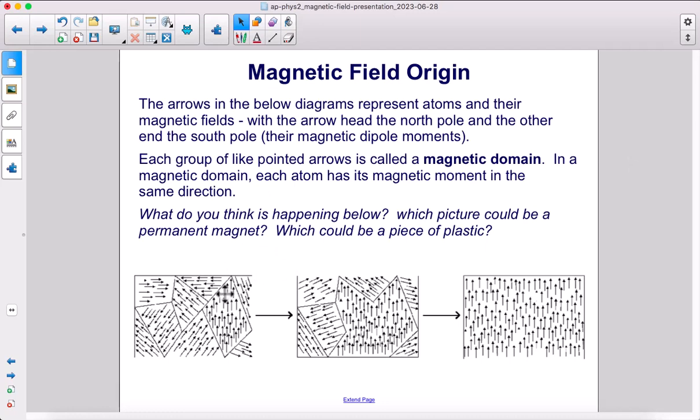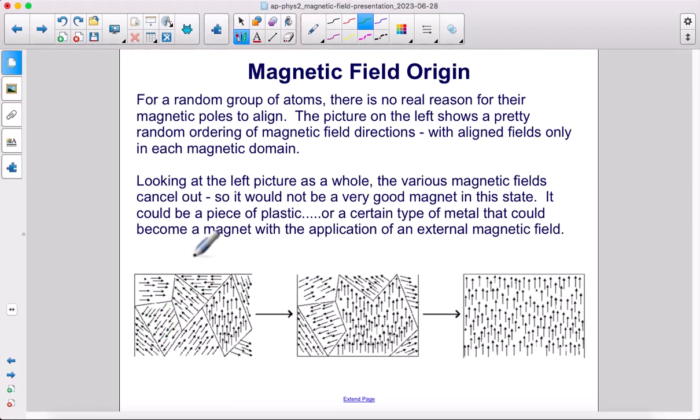Each group of like-pointed arrows is called a magnetic domain. In a magnetic domain, each atom has its magnetic moment in the same direction. So here's a domain, there's a domain. What do you think is happening below? Which picture could be a permanent magnet? Which could be a piece of plastic?